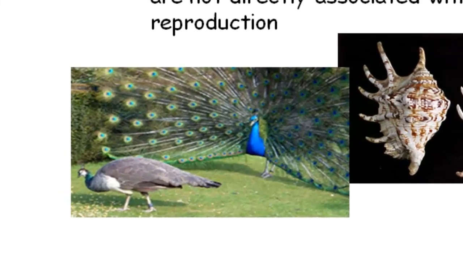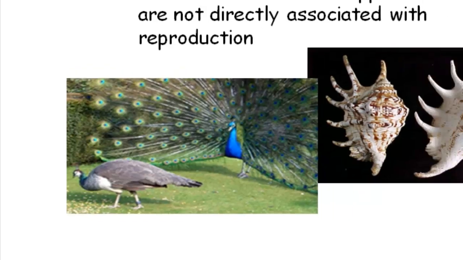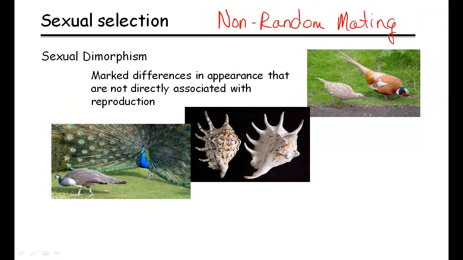We've got the peacock example here where the male looks very different from the female peacock. So we know that the male has big, bright feathers. The female does not. We've got some snails here where we have the same thing, and then you have some pheasants. This is what we call sexual dimorphism. Marked differences in appearance that really are not directly associated with reproduction. It's just the fact that the males and the females do look a lot different from each other.